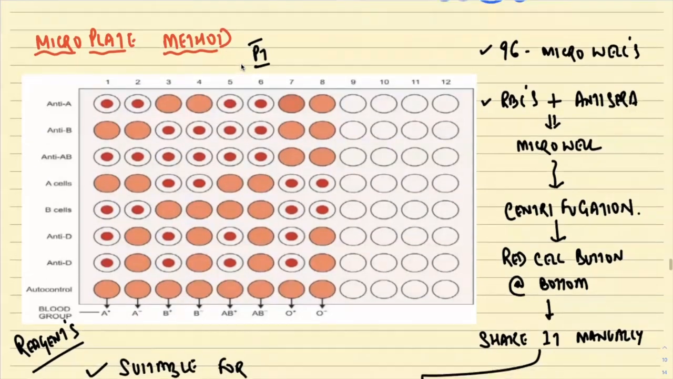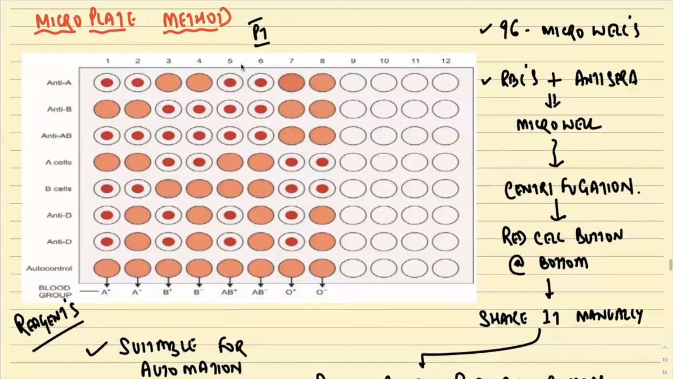The next method is called the microplate method. Now, the microplate method basically makes use of 96 microwells. Can you see these very small wells? Yes, everyone. So there are 12 by 8, that is 96 wells present here. What you are doing is adding RBC to each microwell.